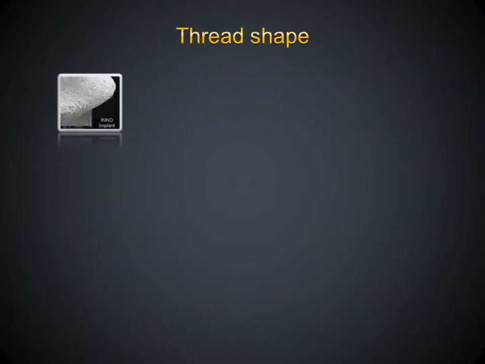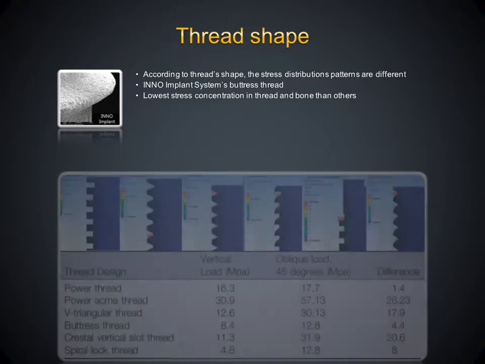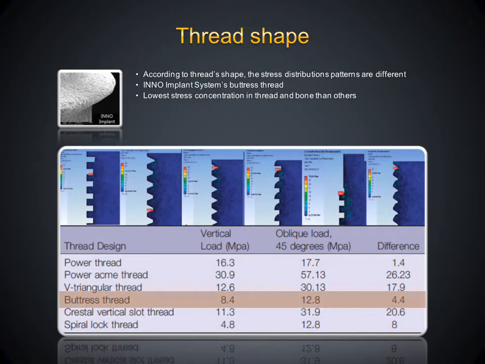According to thread shape, the stress distribution patterns are different in implant and the surrounding bone. The ideal thread design distributes functional force well and prevents the focal concentration of stress in the thread and bone. The commercial implant thread shapes are V-thread, reverse buttress, power Acme, and INNO implant system buttress thread. INNO implant system's buttress thread is reported to show lower stress concentration in the thread and bone than other thread designs.